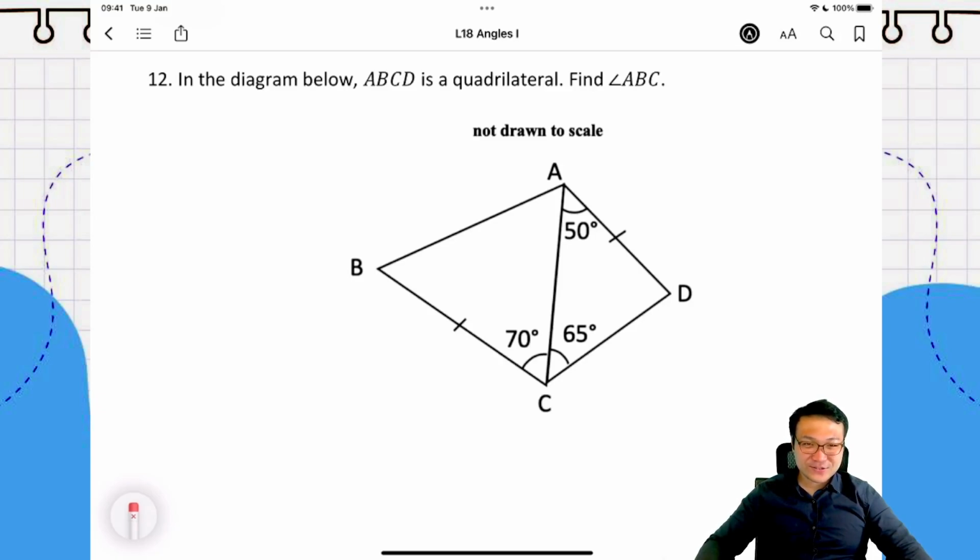I'll give you all 2 minutes. Can you all try to solve this? Type your answer in the chat. Kaden Xia already solved it. Very good, Kaden. Oh, Kaden Lim got it already. Very good, Kaden Lim.